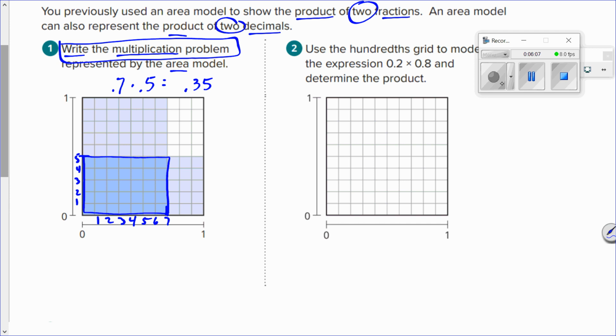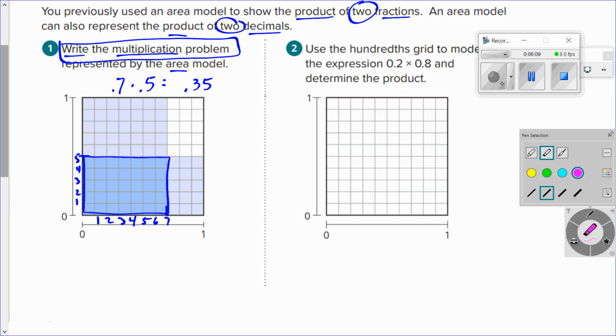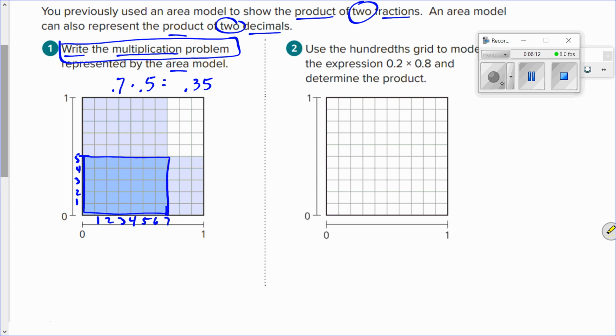So the first one, it doesn't really matter what colors you use. Just make sure you're using two different ones. So 2 tenths means that I'm going to shade one of them in. Doesn't really matter if I go up, down, or from the bottom, but one's going to have to go in each direction. My second one, I'm going to go 8 tenths.